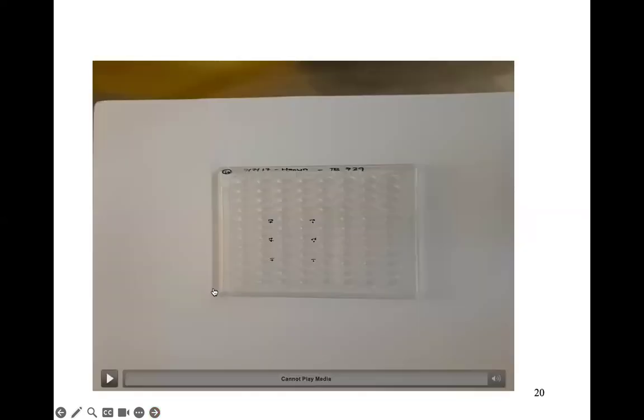So this is a video showing how we get the color generation. But the video is not working.